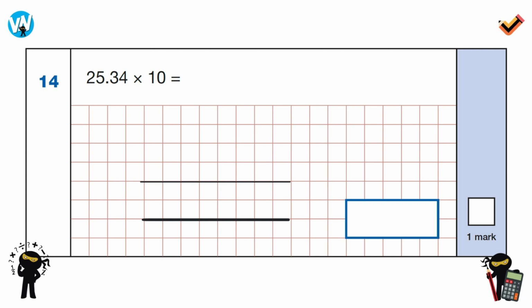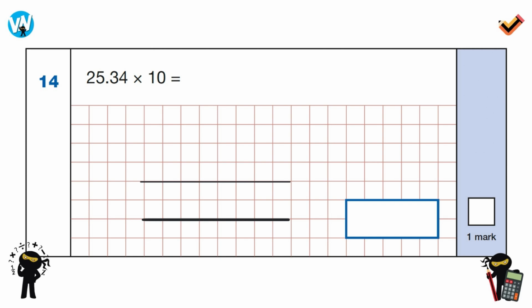Another question style to look out for, I've touched on this in one of the previous videos, which is about multiplying and dividing by 10, 100, and 1,000, is that we really don't want to get drawn into a long strategy with this question. So it's 25.34 times 10.